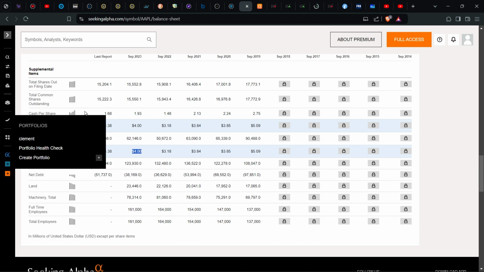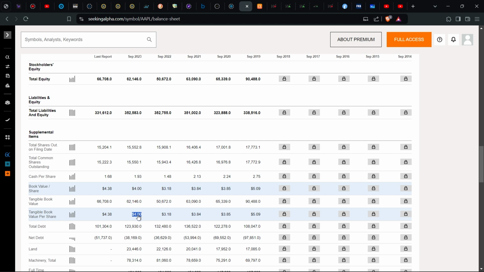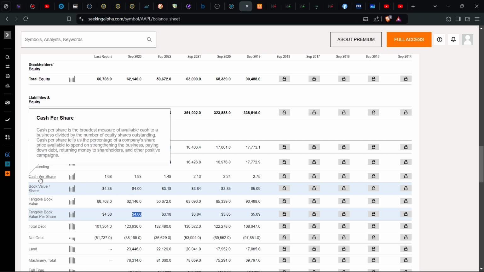So the book value per share, tangible book value, intangible book value per share, and then total debt, net debt, land, machinery, total full-time employees. These are supplemental items, but essentially it's important to monitor the ratios. Talking a bit about cash per share, you can see there's a definition there. Cash per share is the broadest measure of available cash to a business divided by the number of equity shares outstanding. Cash per share tells us the percentage of a company's share price available to spend on strengthening the business, paying down debt, returning money to shareholders, and other positive campaigns.